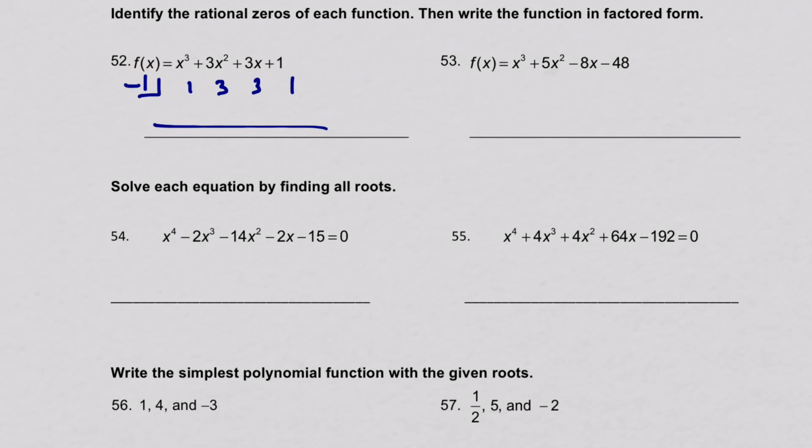Now 1 didn't work, negative 1 must work. If negative 1 doesn't work, then this is irreducible, right? We can't factor it. Bring down the 1. Negative 1 times 1 is negative 1. 3 minus 1 is 2. Negative 1 times 2 is negative 2. 3 minus 2 is 1. Negative 1 times 1 is negative 1. Negative 1 and positive 1 makes 0. There it is. Okay, so my first one is negative 1.